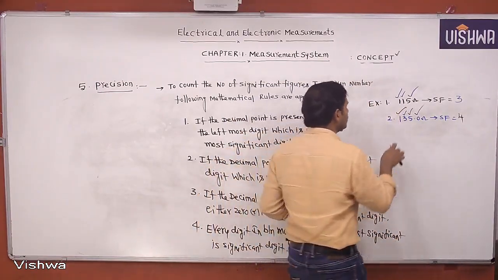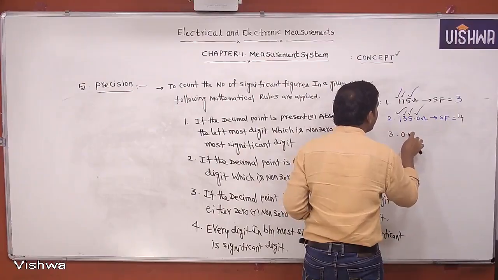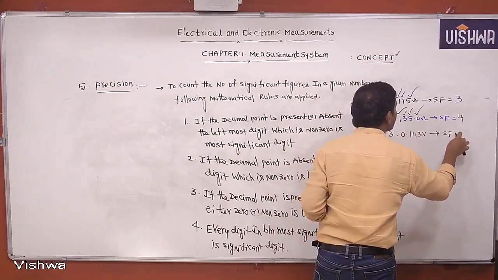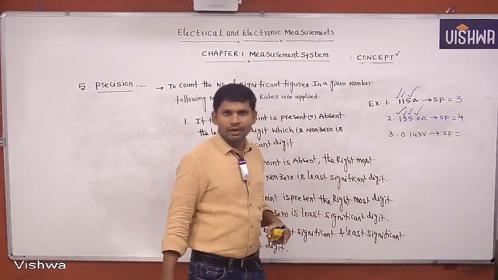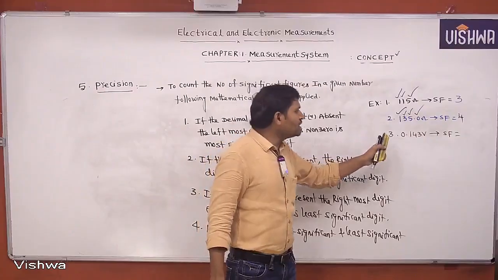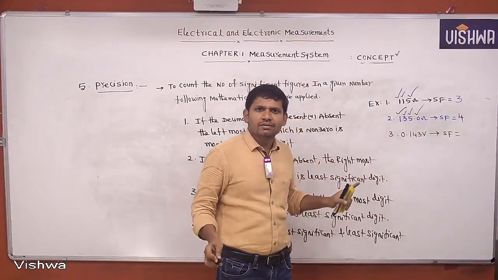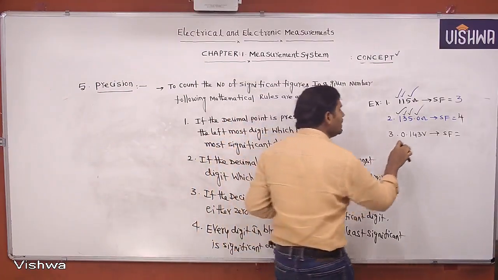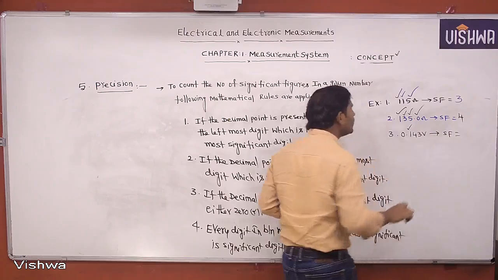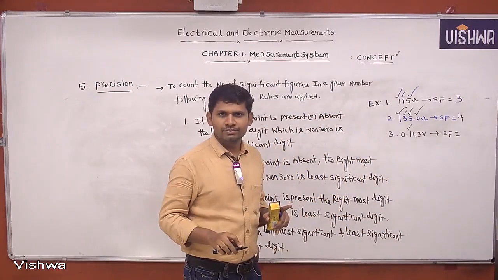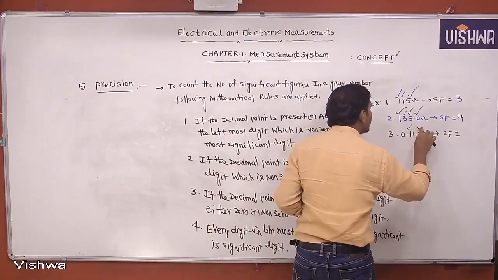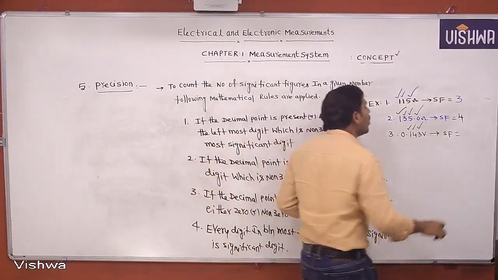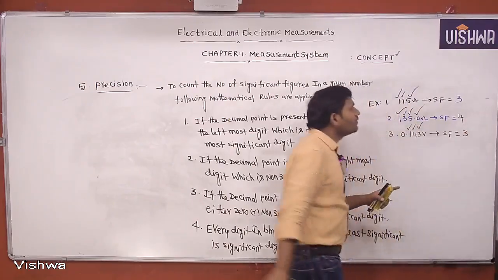For example, 0.143 volts is given. How many significant figures? If the decimal point is present or absent, the non-zero is always the most significant. That's the reason why 0 is not the most significant, 1 is the most significant. Then 3 is the least significant. Every digit in between is significant. Then how many significant figures? 3 significant figures.